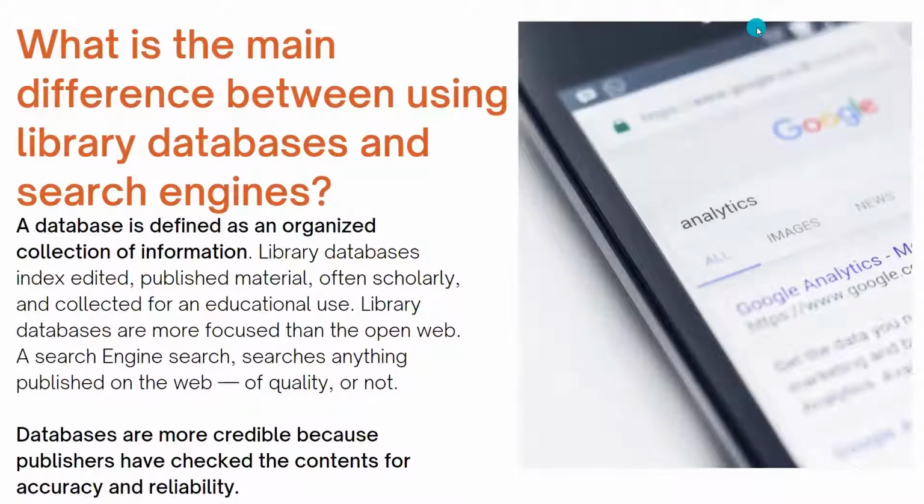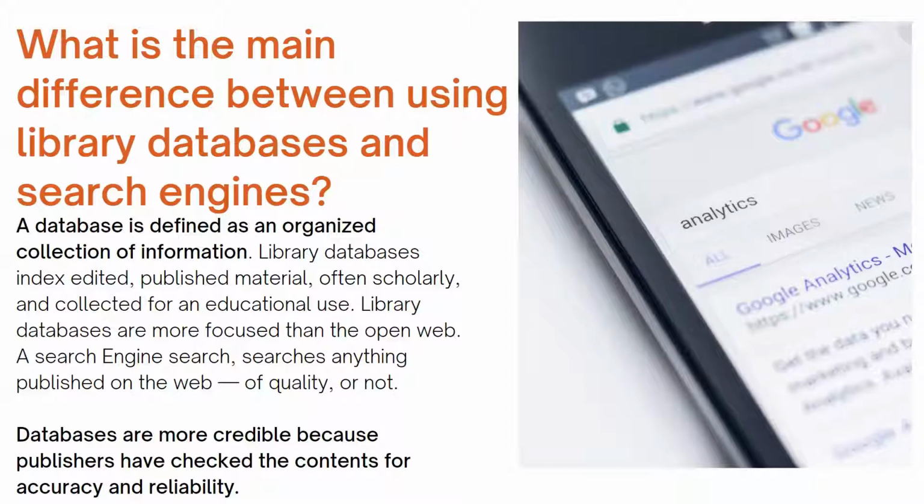Now, what is the main difference between using a library database and just using search engines? A database is typically an organized collection of information. It's indexed, it's published, it's edited, it's typically scholarly, and often databases are used for educational use. And the library database is typically more focused than just a normal web search.